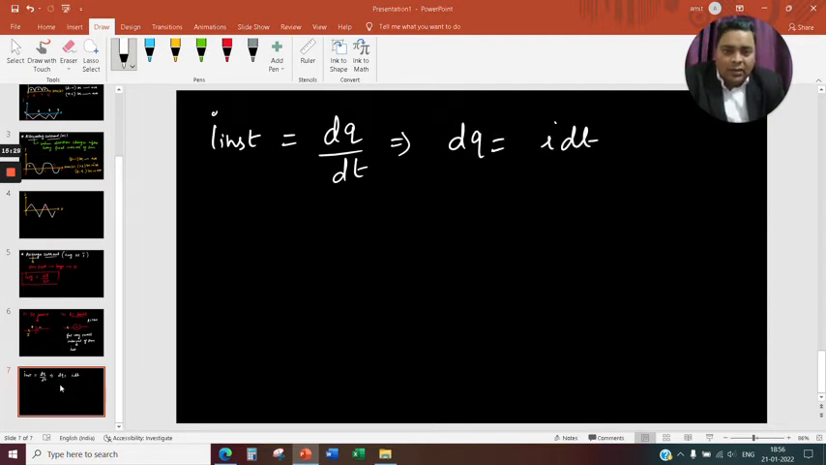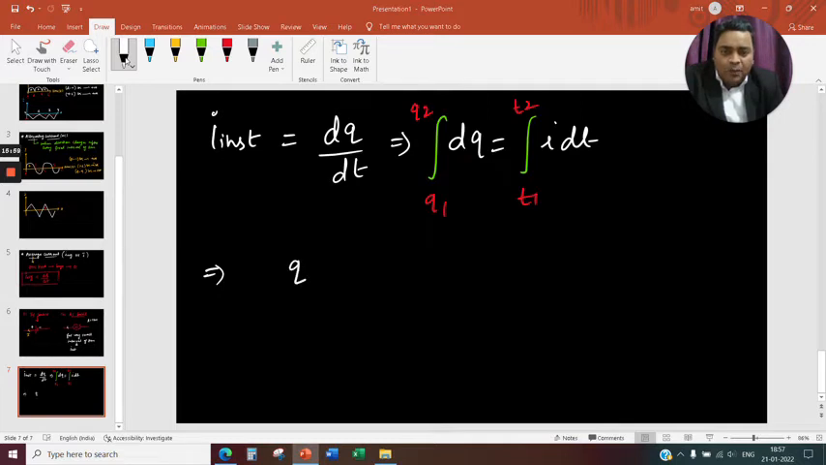Now if we have to calculate the total charge, we have only one method: we have to integrate on both sides and apply the limits. The limits for dq are Q1 to Q2, where the initial charge is Q1 and the final charge is Q2. For dt, suppose the initial time is T1 and the final time is T2. After that we can write the equation: the integration of dq is Q.